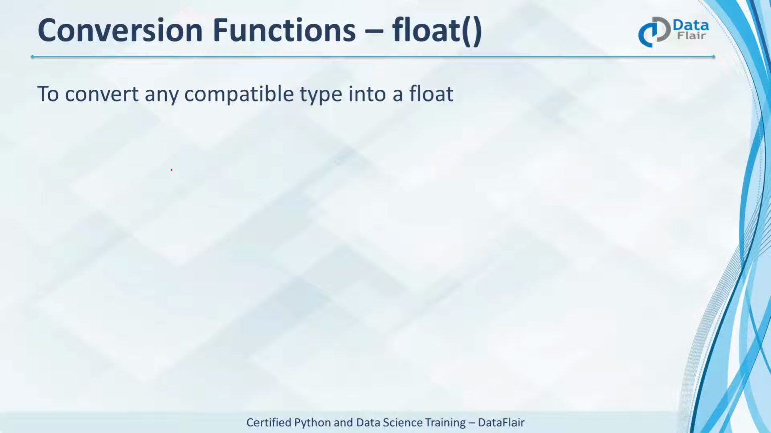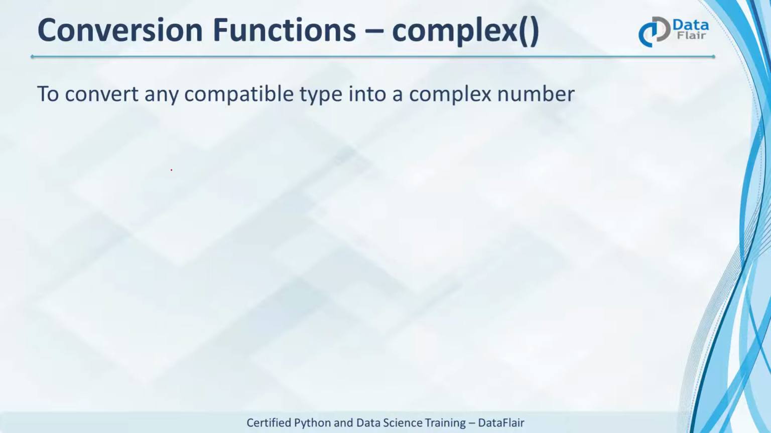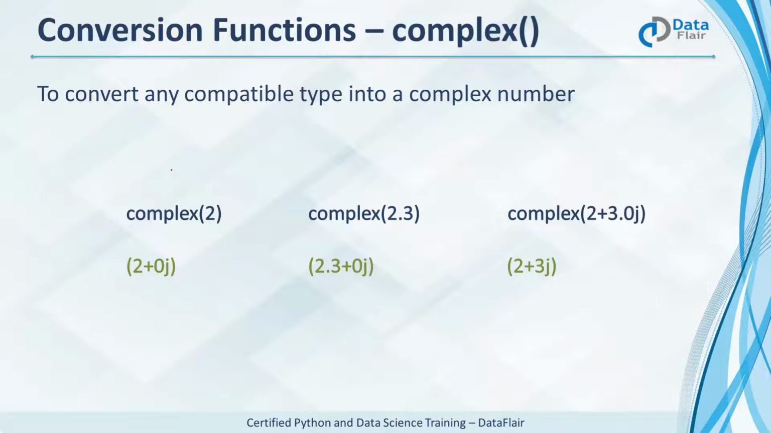Let's convert numbers to float now. 110 becomes 110.0. 110.0 remains the same. You can't convert a complex into a float either. This is the octal for 8, which becomes 8.0. You cannot convert complex numbers into ints and floats, but you can convert ints and floats into complex numbers. 2 becomes 2 plus 0j, 2.3 becomes 2.3 plus 0j, and 2.3 plus 0j drops the decimal part.